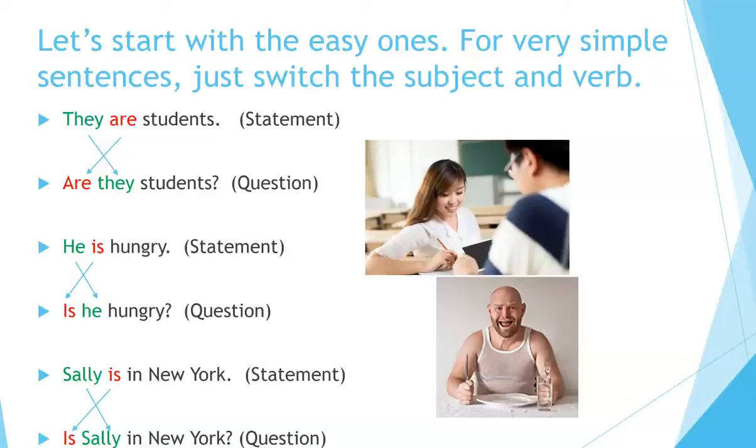For example, for the statement, "They are students," you make the question, "Are they students?" Statement, "He is hungry." Question, "Is he hungry?" Statement, "Sally is in New York." Question, "Is Sally in New York?" Notice that with the question, my intonation goes up at the end of the question for these types.